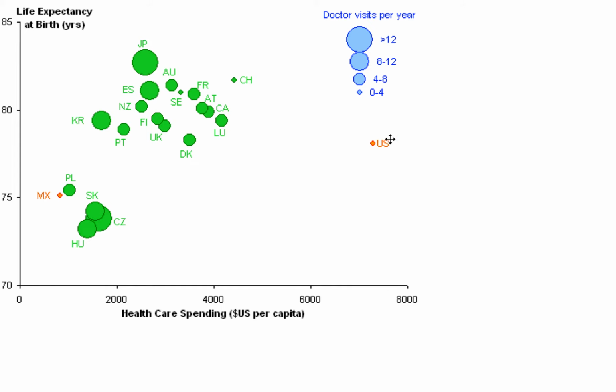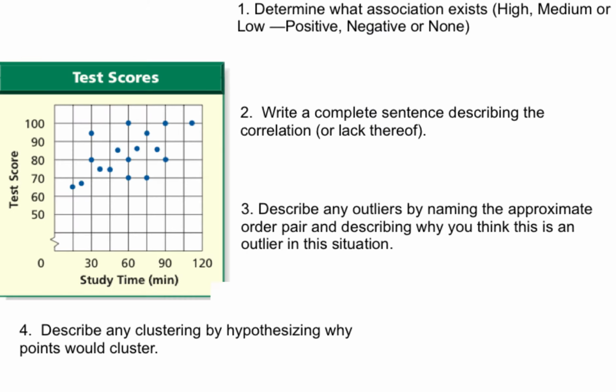One other thing to notice here, in the United States, doctor visits per year, 0 to 4. We don't go to the doctor very much. Somewhere like Japan, JP, they go to the doctor 12 or more times per year. And you know, these other ones too. So there's some interesting things here that could be discussed. All right, let's look at just a couple more here. This is all just an introduction to bivariate statistics.